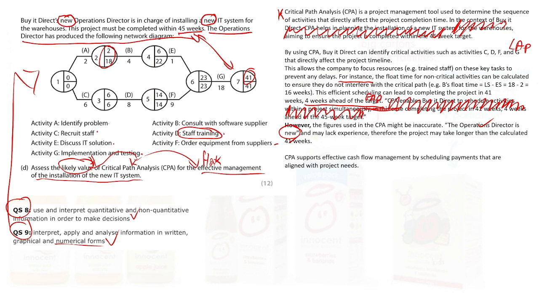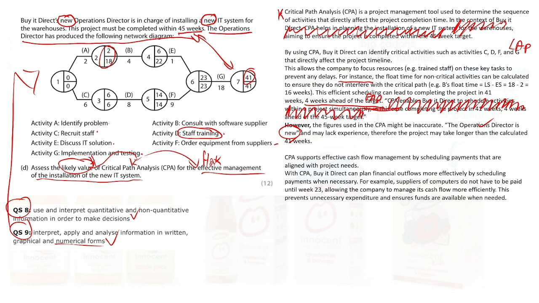So, second point. CPA supports effective cash flow management by scheduling payments that are aligned with project needs. Straight out of the textbook, we know that. Let's contextualise it in a chain of argument. With CPA, Byte Direct can plan financial outflows more effectively by scheduling payments where necessary.